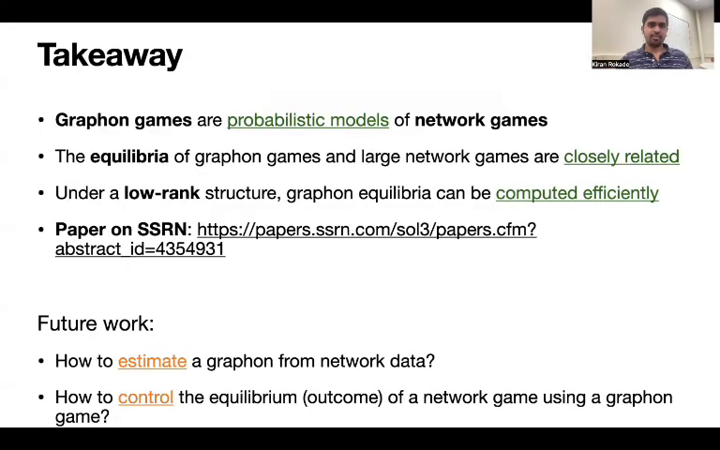So to summarize, Graphon games are probabilistic models of network games, and the equilibria of Graphon games and network games are closely related. If the Graphon has a low rank structure, which is observed in practice, then the equilibria of Graphon games can be computed efficiently. You can find more results and details about these results in our paper online.